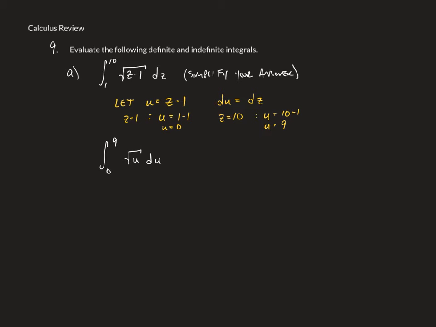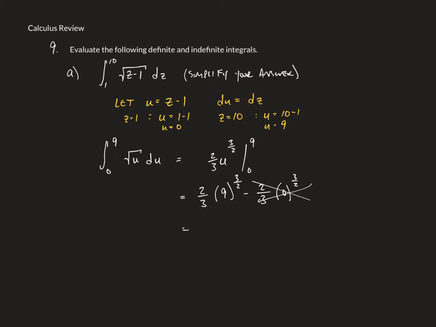The antiderivative of the square root of u, or the antiderivative of u to the 1/2, is going to be u to the 3/2 times 2/3. And we're evaluating that from 0 to 9. So this just means take 2/3 of 9 to the 3/2 minus 2/3 of 0 to the 3/2. And 0 to the 3/2 times 2/3, that's going to be 0. So what is 9 to the 3/2?